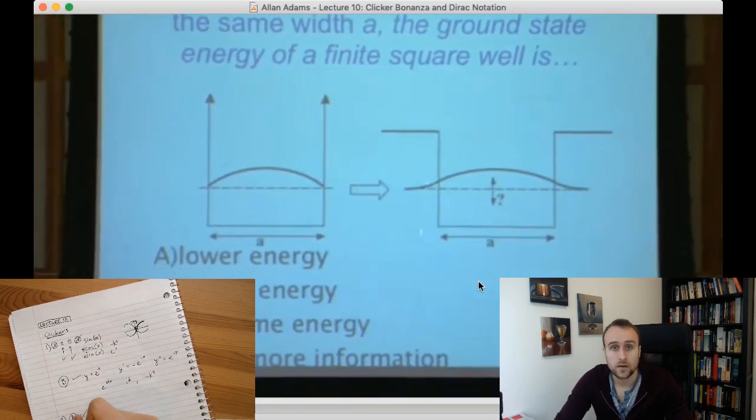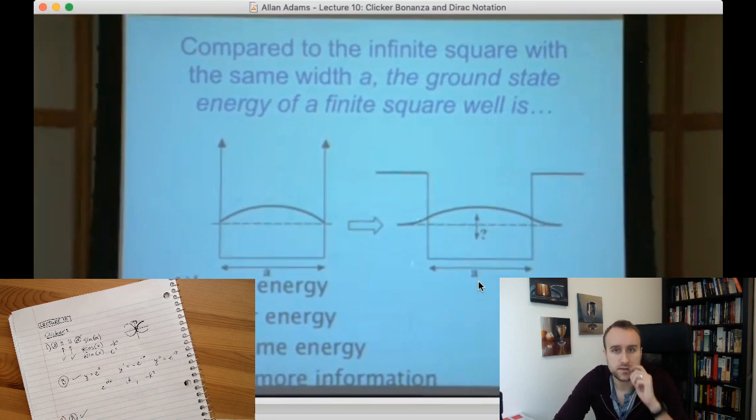Consider an infinite square well with the same width a. The ground state energy of a finite square well is going to be lower energy, higher energy, or same energy? Well, I'm going to guess it's going to be lower energy, A. And the intuition there is that when we have an infinite well, these are hard barriers, so it has to hit 0 at these points.